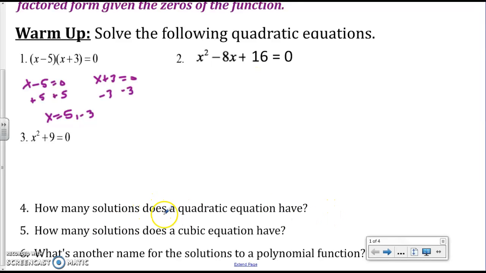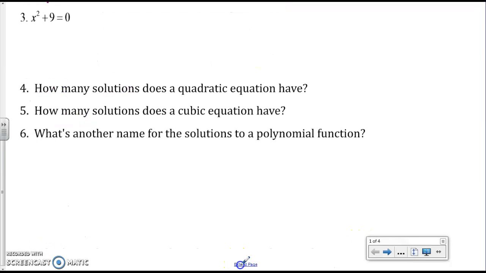And when we have one real solution, it's actually because the same thing showed up twice. So quadratic equations have two solutions. So cubic equations then would have three solutions. Another name for the solutions is zeros. Okay. Let's go ahead and do this.